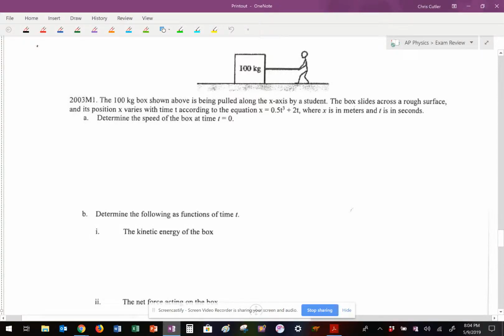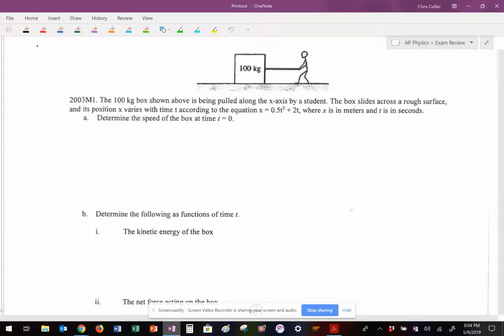Okay, final FRQ in this packet from 2003. It is the first question. This one, I will go ahead and warn you, is a little bit different because it deals a lot more with numbers than we are used to. Here we go. The 100 kilogram box shown above is being pulled along the x-axis by a student.